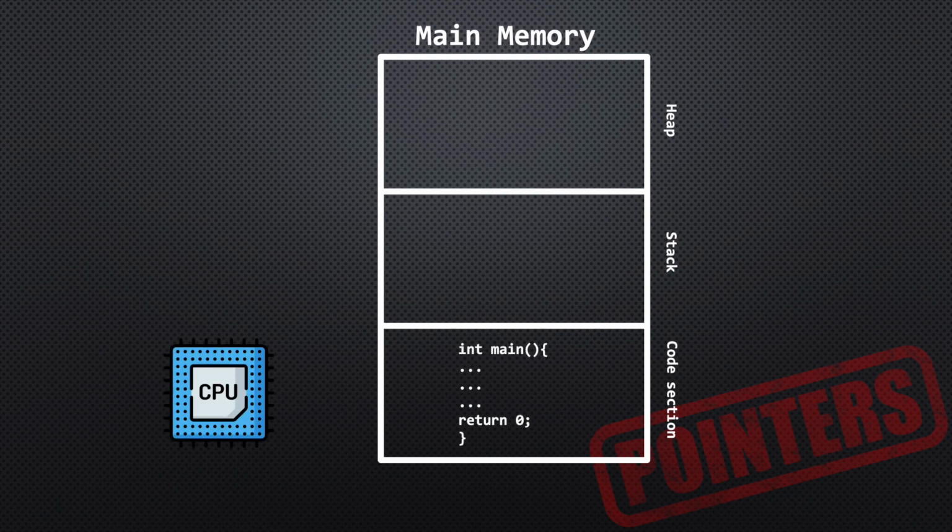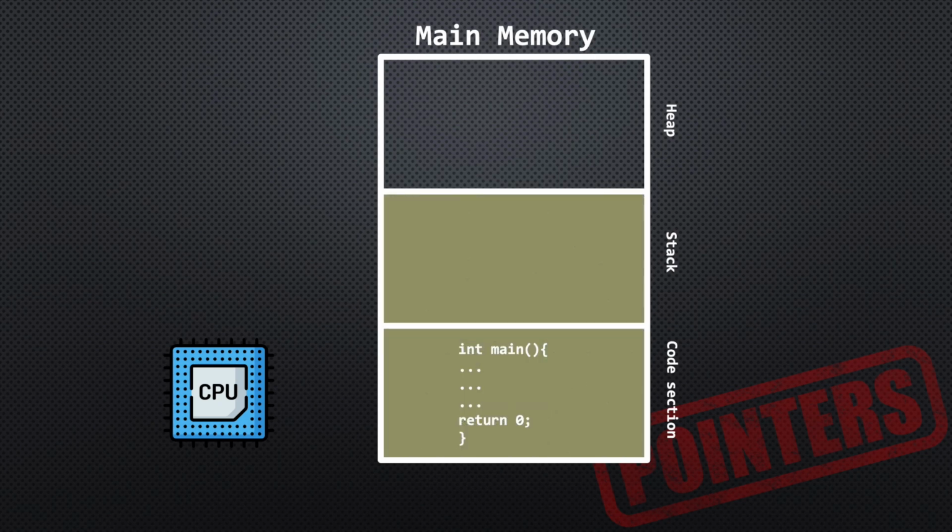The code section contains the program itself, including the main function and other functions. The program can directly access the code section and the stack, but it cannot directly access the heap. The heap is a separate area of memory used for dynamic allocation, and it is external to the program's immediate access. To access memory in the heap, the program needs a pointer.